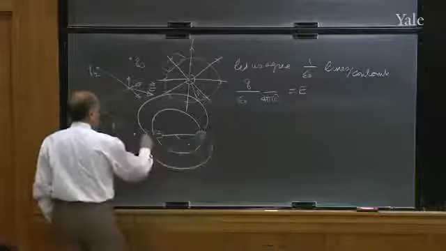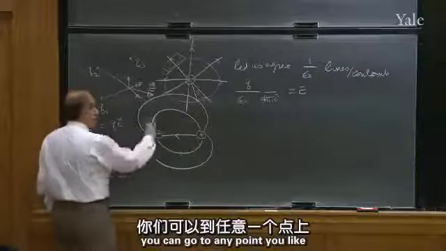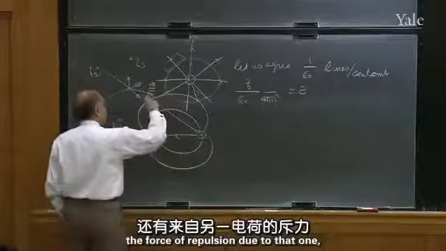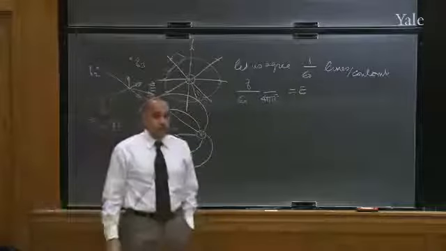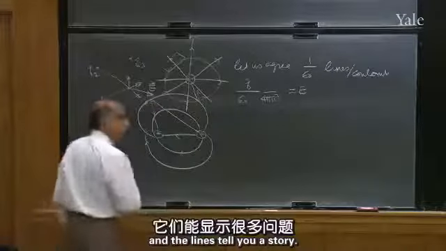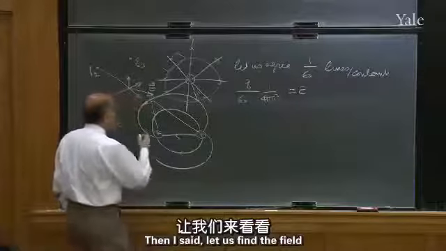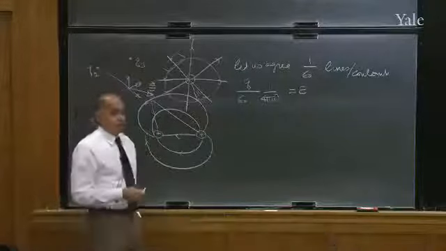guesswork. If you had enough time, I hope you all agree, you can go to any point you like and find the force of attraction due to this one, the force of repulsion due to that one, add them up, and you will get an arrow in that direction. So one can draw these lines, and the lines tell you a story. All right. Then I said, let us find the field in an analytic expression due to the dipole.